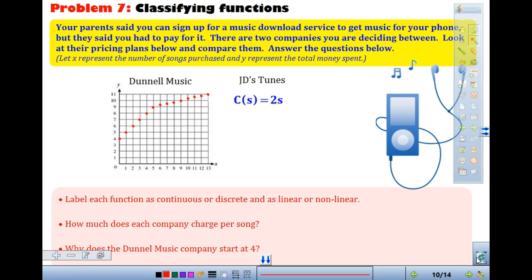They said you have to pay for it. Here are the 2 companies you're deciding between. Look at their pricing plans below and compare them and answer the questions.